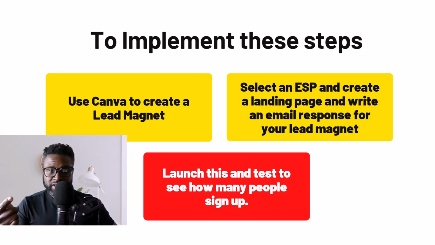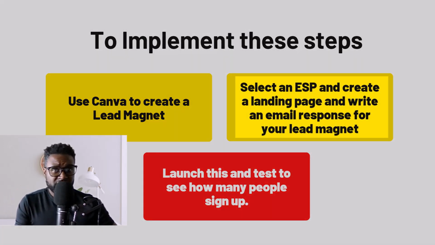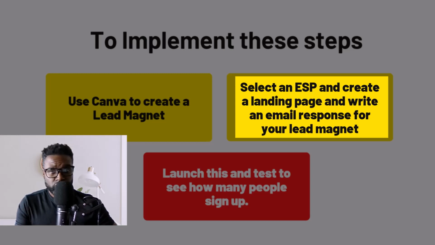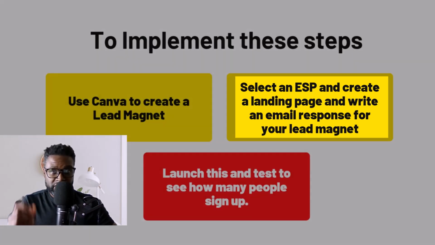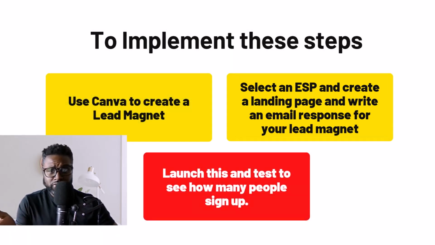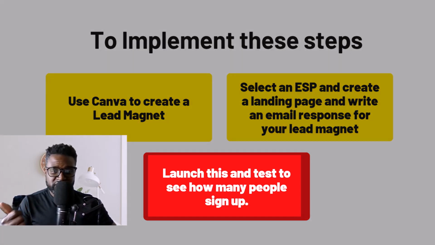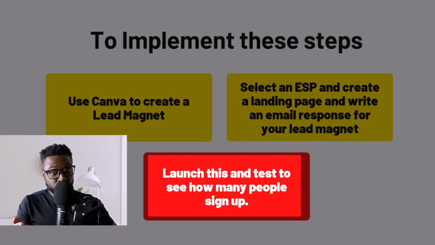But use Canva, create a lead magnet, select an email service provider. Doesn't matter which one. Choose the one that you think is easiest. Create a landing page and write an email response for that lead magnet. It could be a couple of emails. I wouldn't take it more than, say, 4 emails, because people lose interest after a while because their attention goes everywhere else.